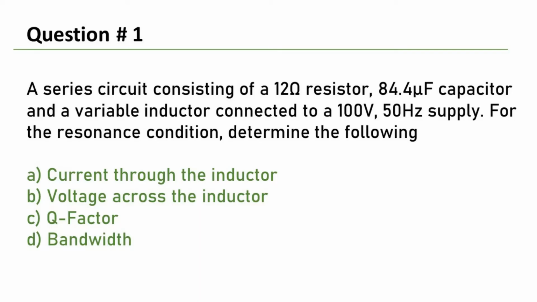The question is: a series circuit consisting of a 12 ohm resistor, 84.4 microfarad capacitor and a variable inductor is connected to a 100 volt 50 Hz supply. For the resonance condition, determine the current through the inductor and voltage drop across it. Find Q factor and bandwidth.